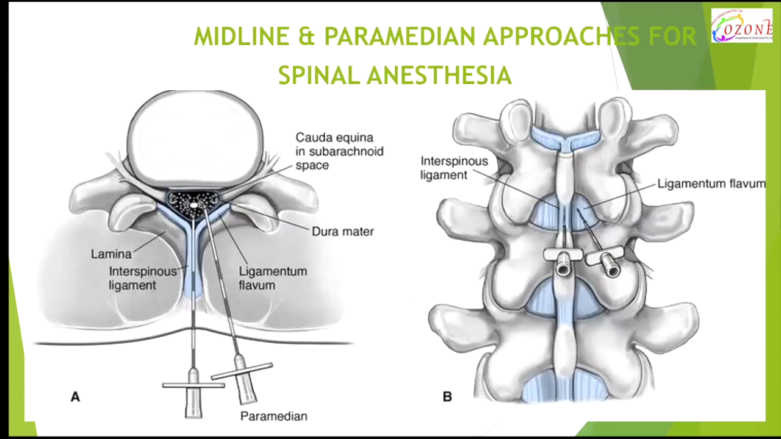Next slide, please. So in this diagram, there are midline approach and paramedian approach. For paramedian, the site of entry is 1 centimeter lateral and 1 centimeter above the inferior spinous process. And the direction of the needle is towards the midline.